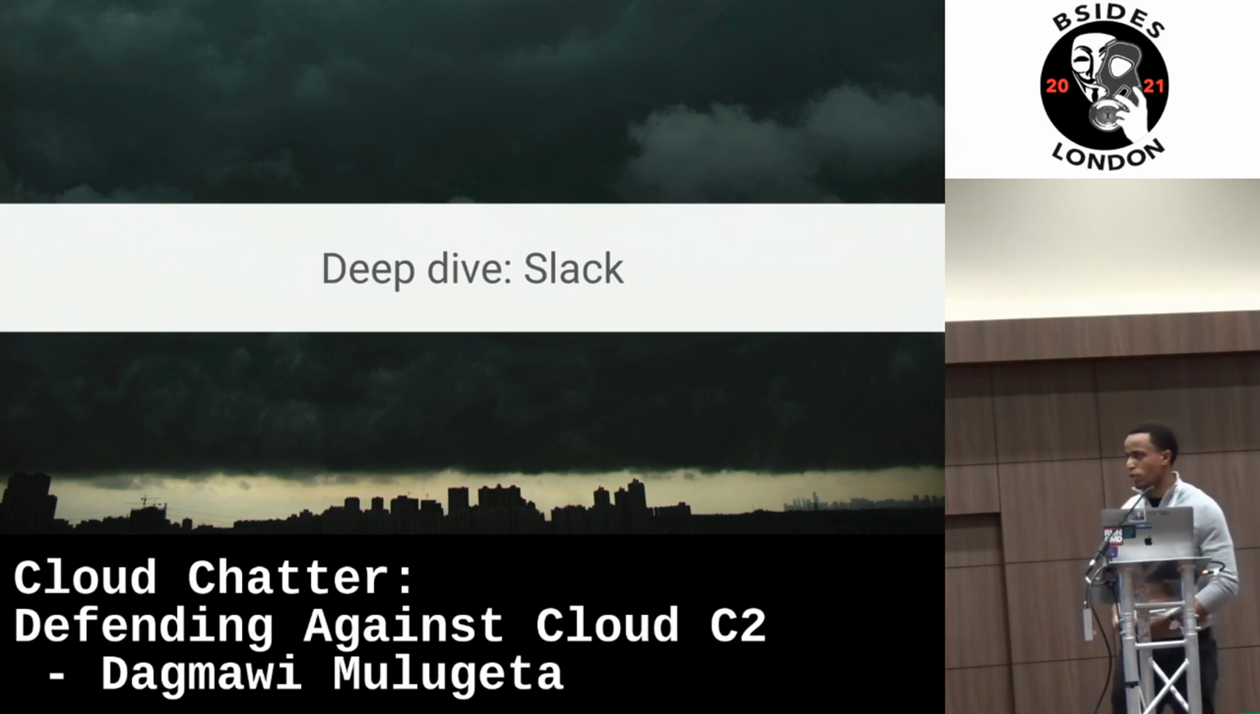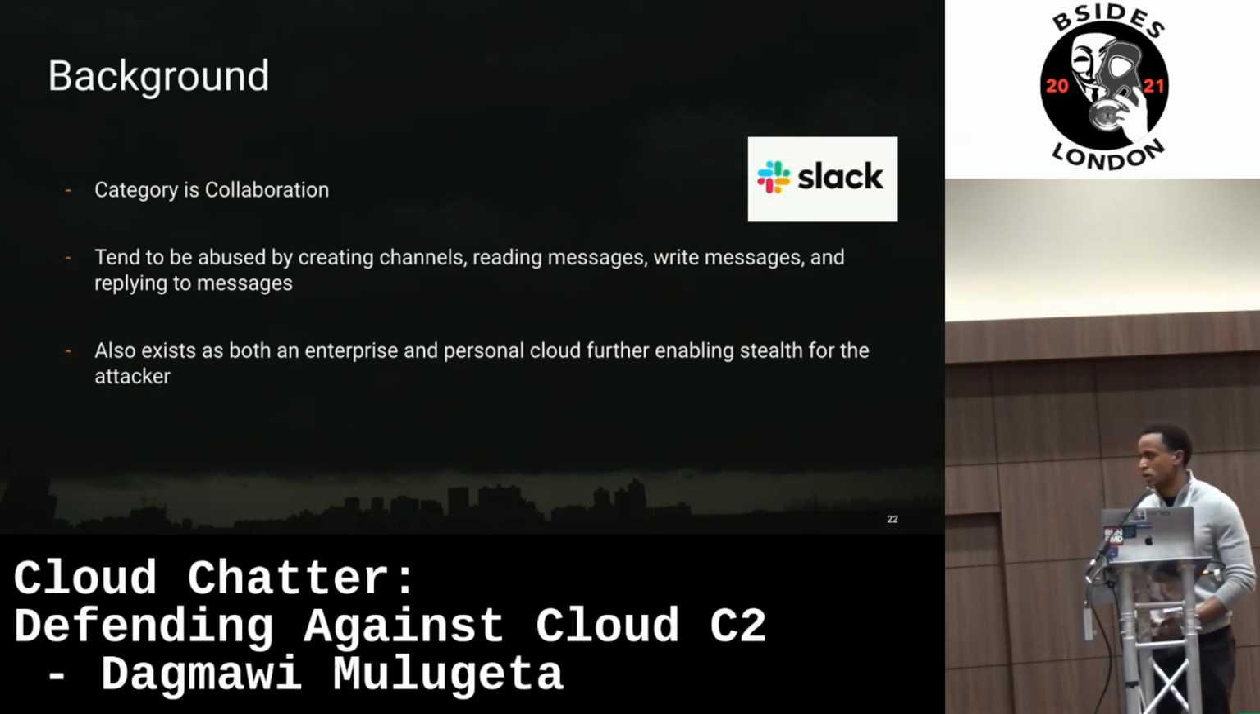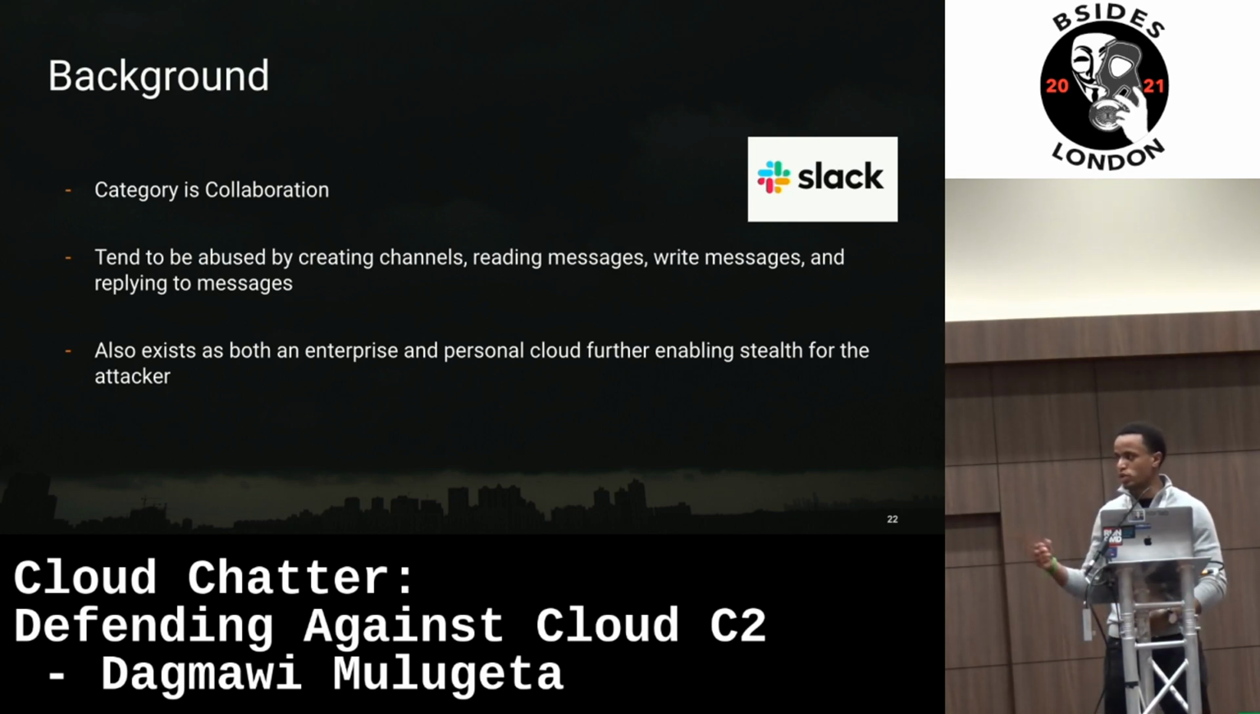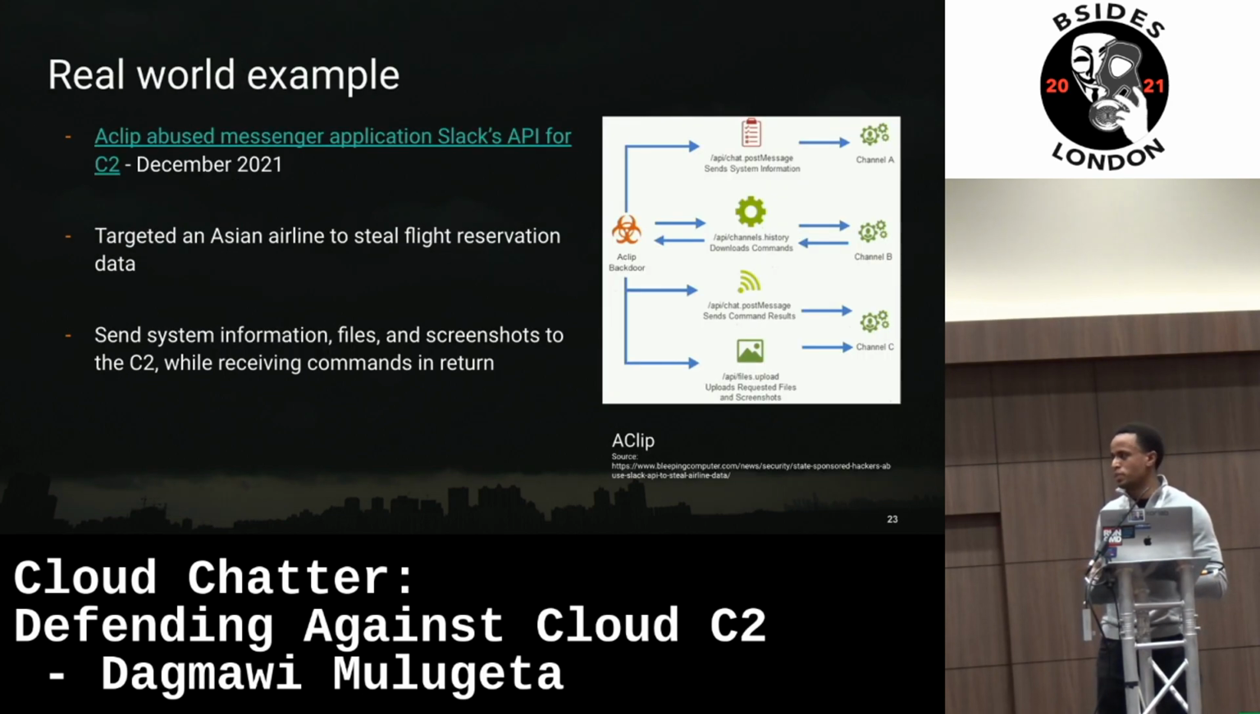Awesome. So let's do one more deep dive with Slack. So Slack, again, I think most people are familiar with it, but in case you're not, it's a collaboration app and it's useful for sending messages internally within an org. And attackers tend to abuse this by creating channels, sending messages, or reading and writing to messages, so replying to messages. This also exists as an enterprise and personal cloud, which further enables an attacker to want to use this, right?